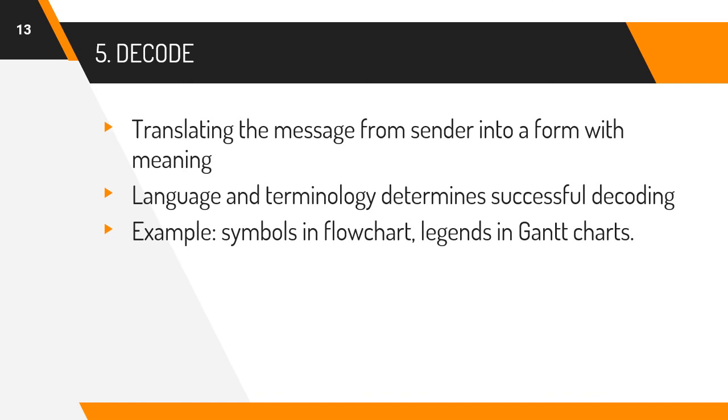So for example, you have the symbols in a flowchart. So the receiver must be able to understand the symbols on the flowchart legends in, for example, a Gantt chart, so that they may be able to understand the message, and this will determine successful decoding.